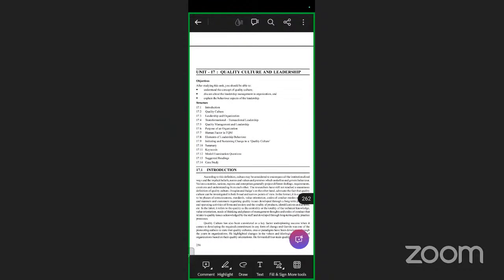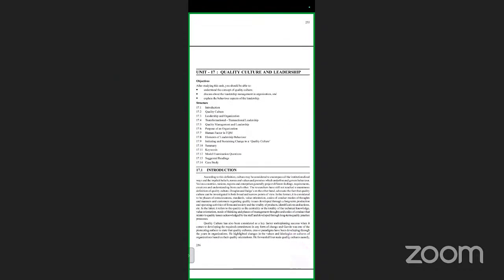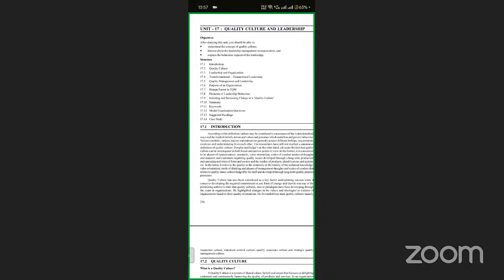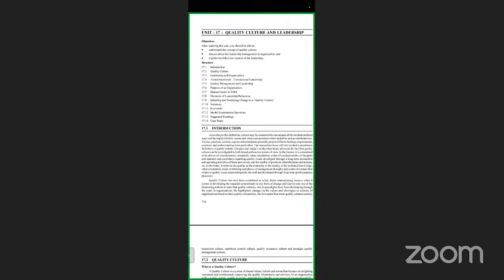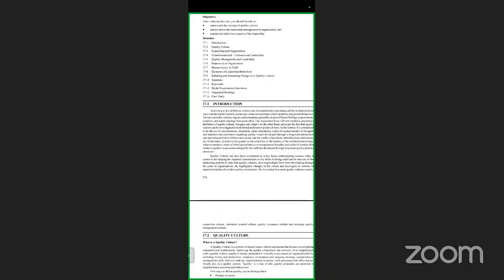Next, quality culture and leadership. What is quality culture? A quality culture is a system of shared values, beliefs, and norms that focus on delighting customers and continuously improving the quality of the products and services in an organization with a quality culture.